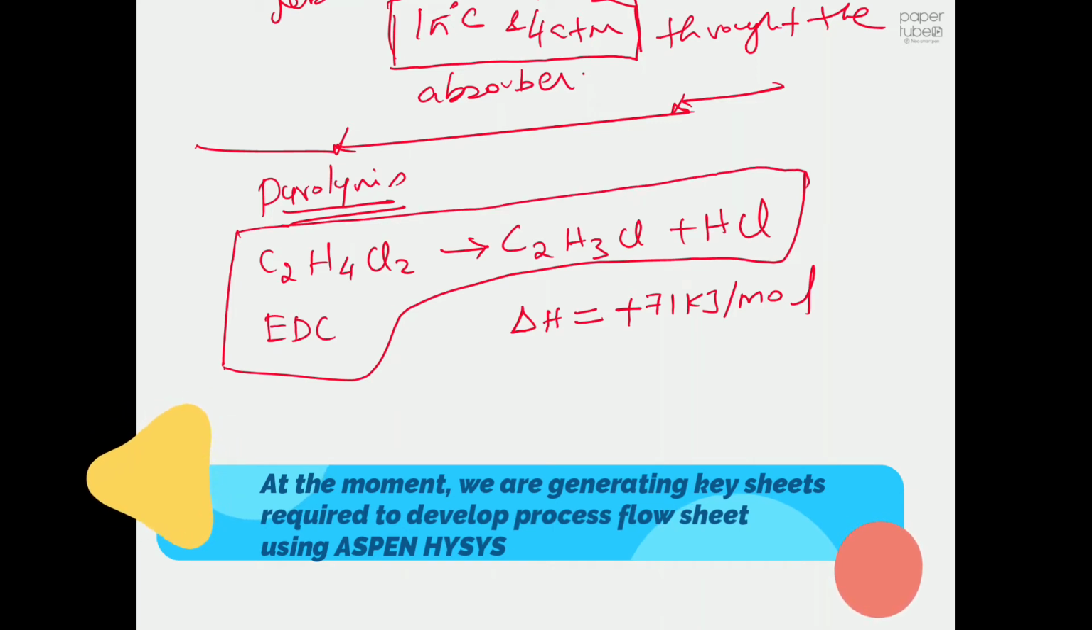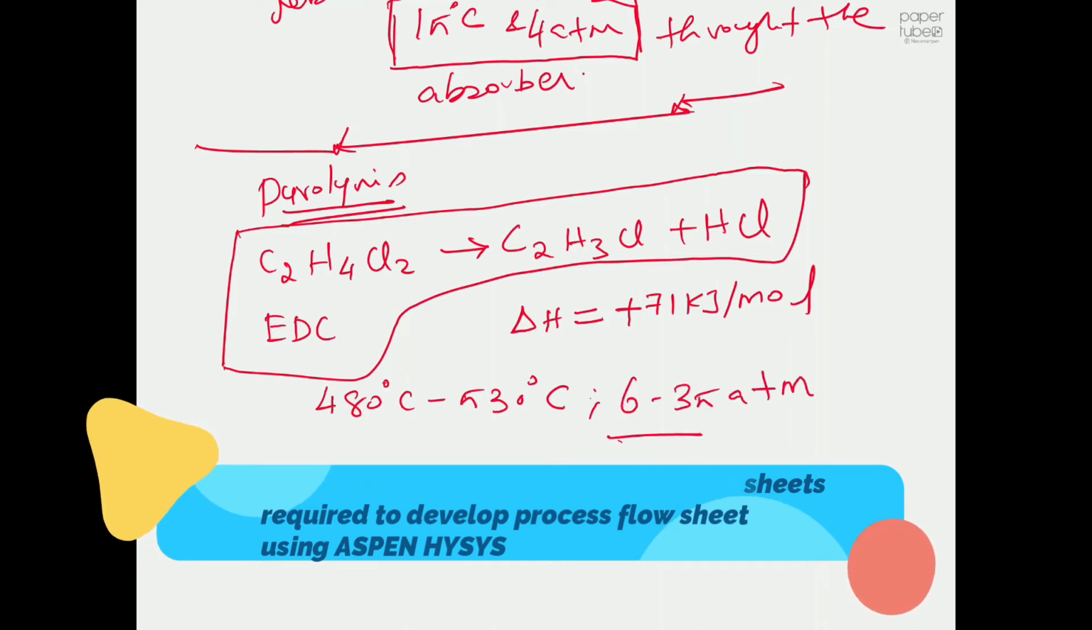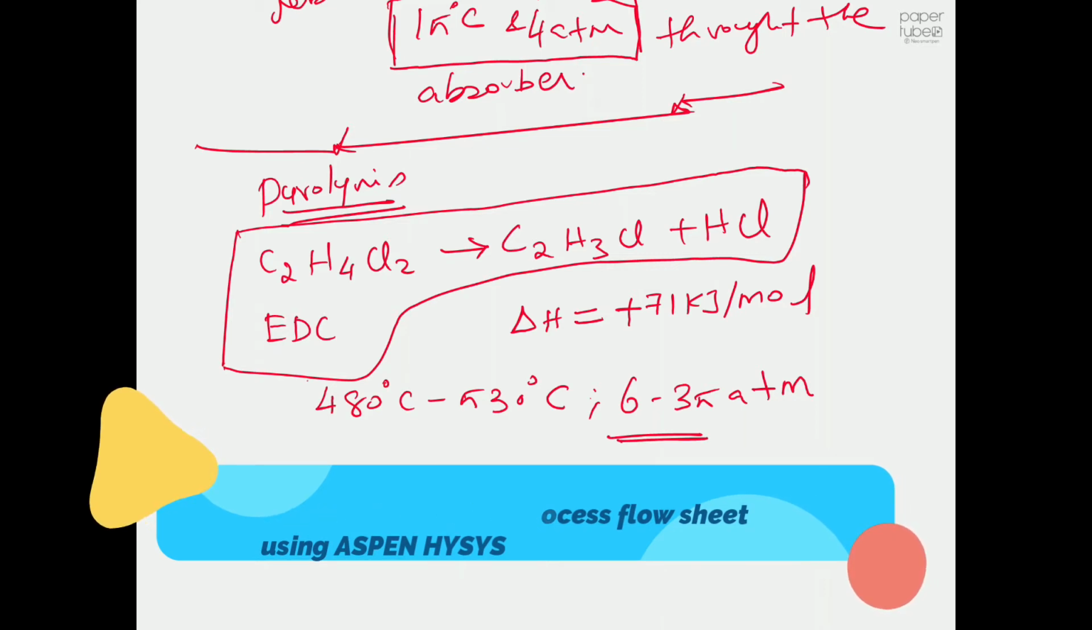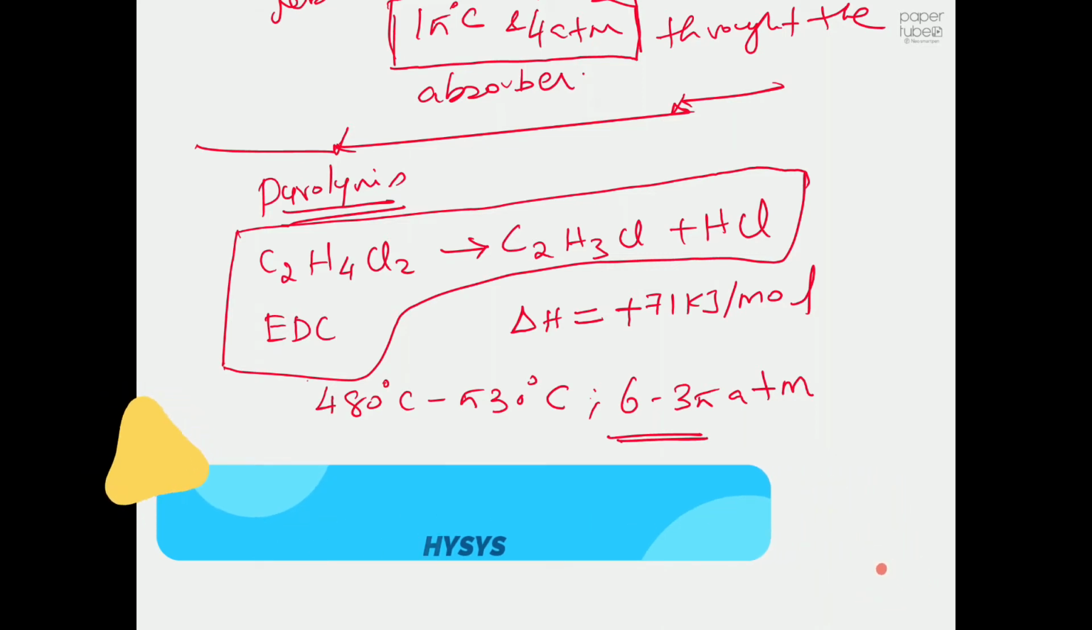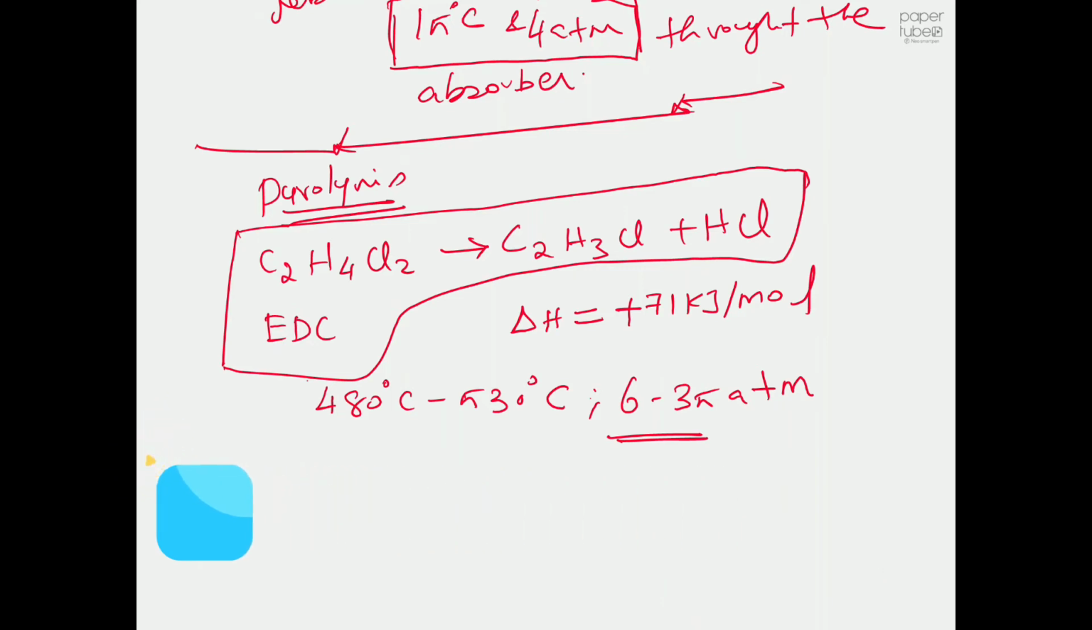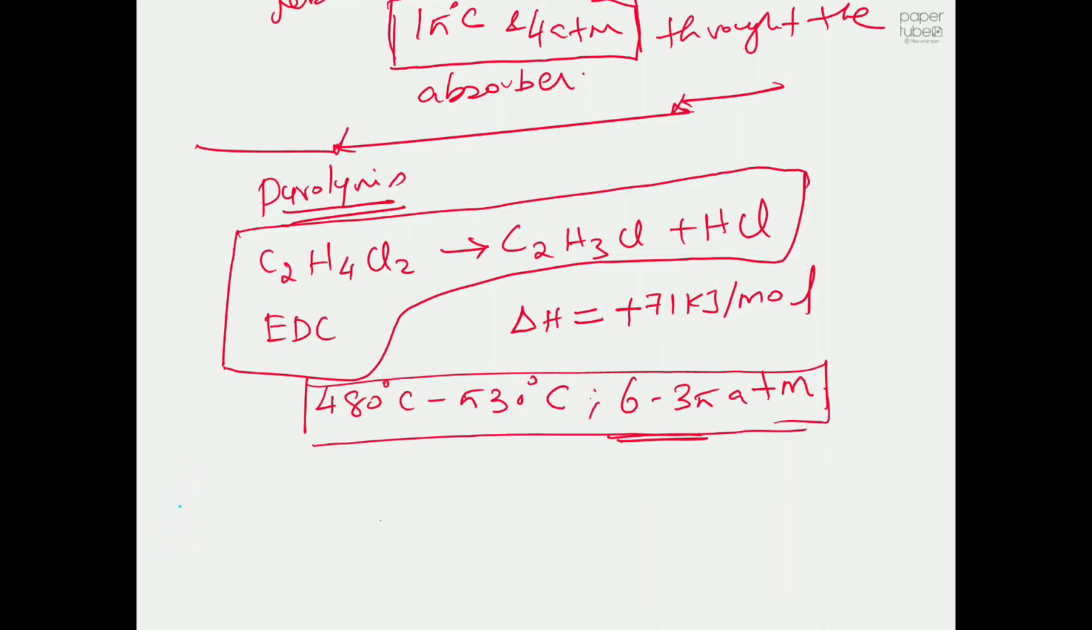And what's the temperature for pyrolysis? Typically in the industries they will pyrolyze at 480 degrees centigrade to 530 degrees centigrade and at a pressure which typically ranges from 6 to 35 atmospheres. And normally they will use a long tubular coil placed in a furnace in order to pyrolyze these products. So in this case, in Aspen, we are going to use it like a plug flow reactor.